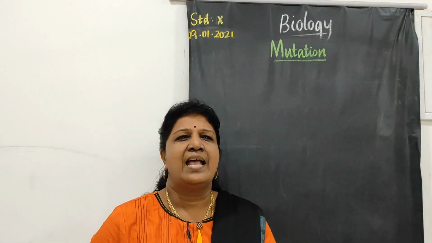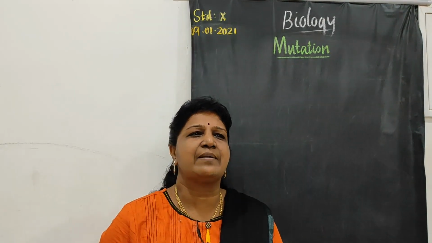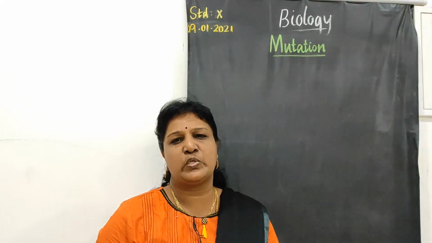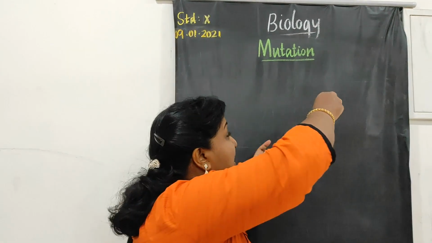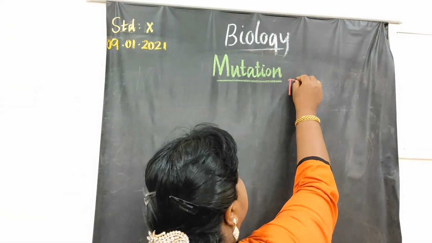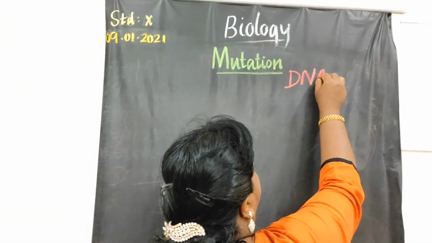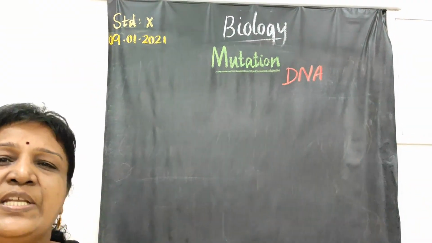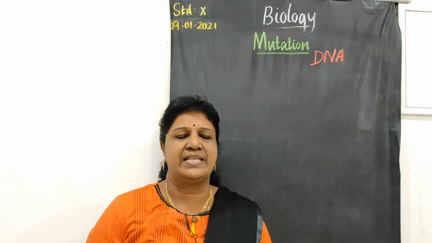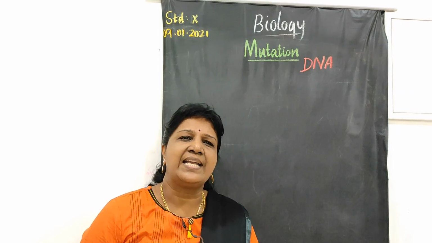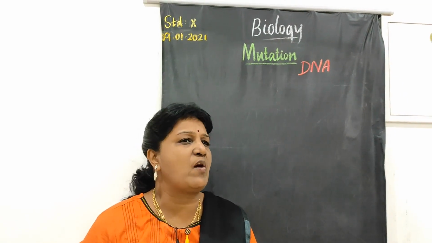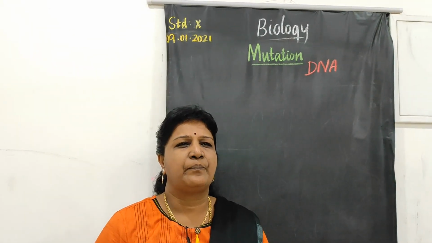Mutation means sudden change in the genetic material of an individual. So genetic material, what do you mean by genetic material? Yes, DNA is the genetic material. So DNA, deoxyribonucleic acid. DNA is the genetic material. So define mutation. Mutation means sudden change in the genetic material of an individual.